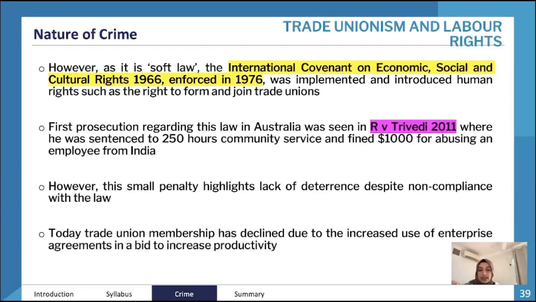However, this small penalty lacks deterrence. Obviously, some people will be like, oh, I don't mind doing that. So it may not really stop people, right?